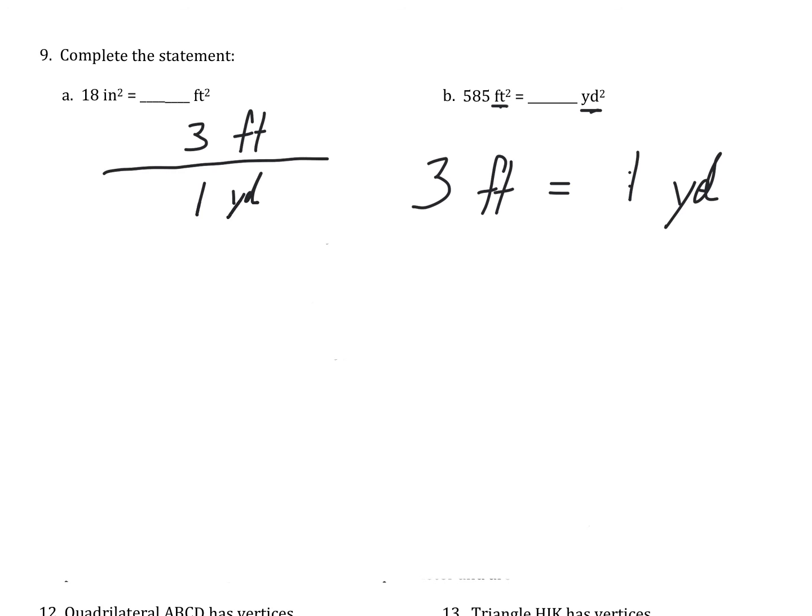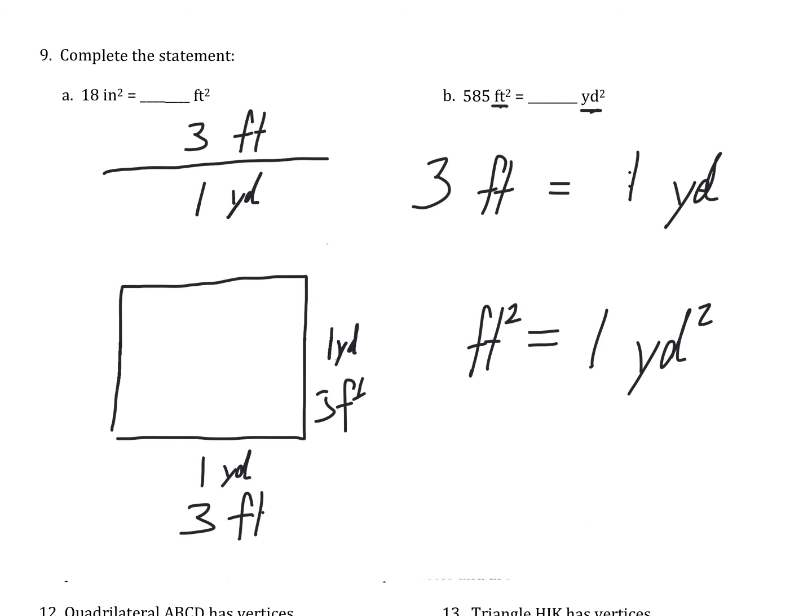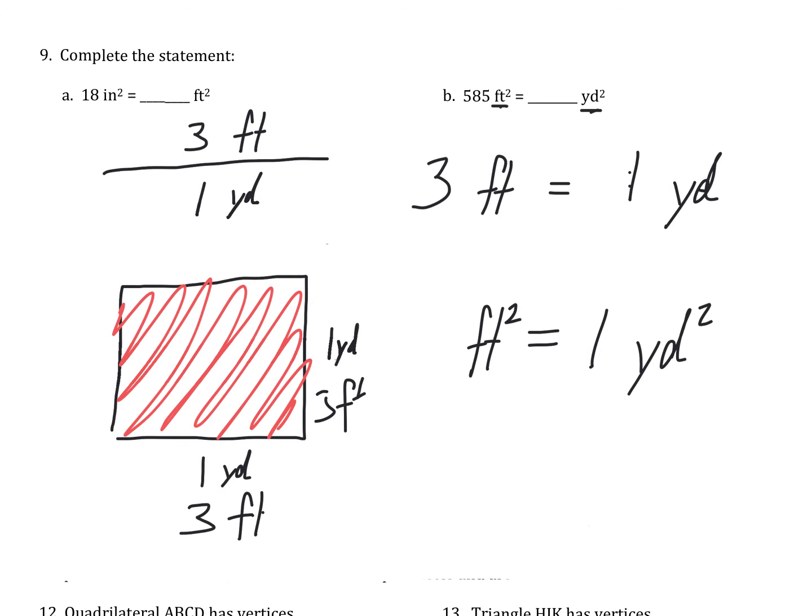Well, now I want to think about, okay, well, what if I had 1 yard squared? What would that be equal to? So here's my 1 yard squared. And I want to think about turning that into feet squared. Well, in this case, I know my length and my width would both be 3 feet. So now my area inside of this 1 yard squared would actually be equal to 9 feet squared. Because what I'm doing is multiplying the length times the width.